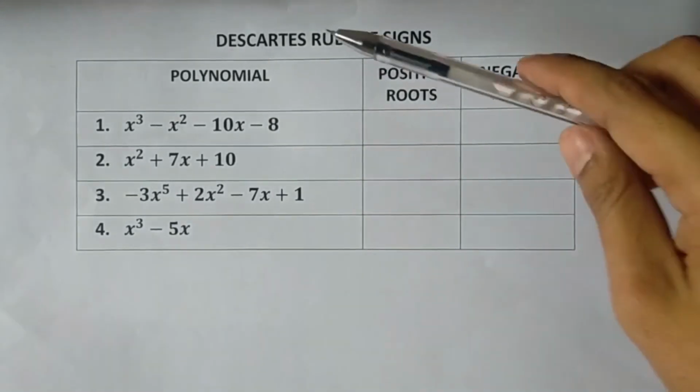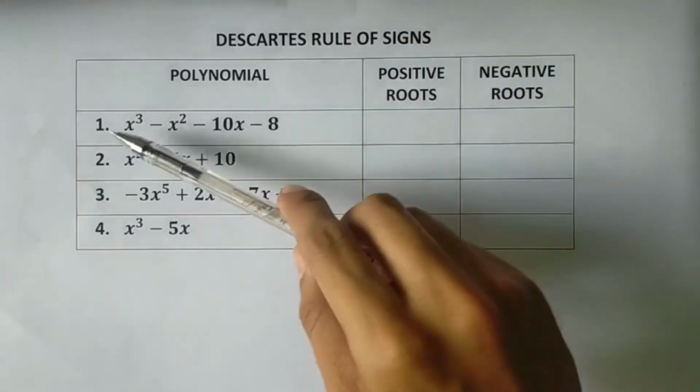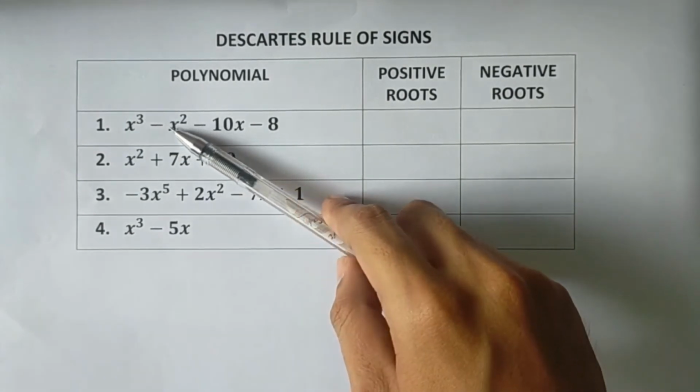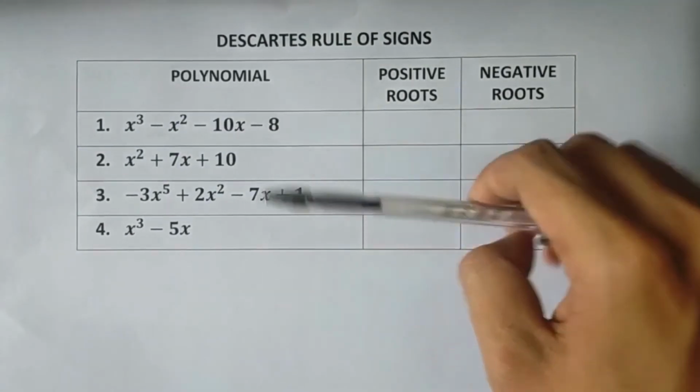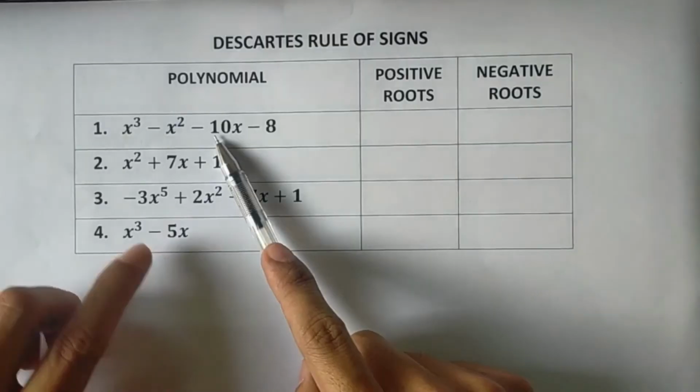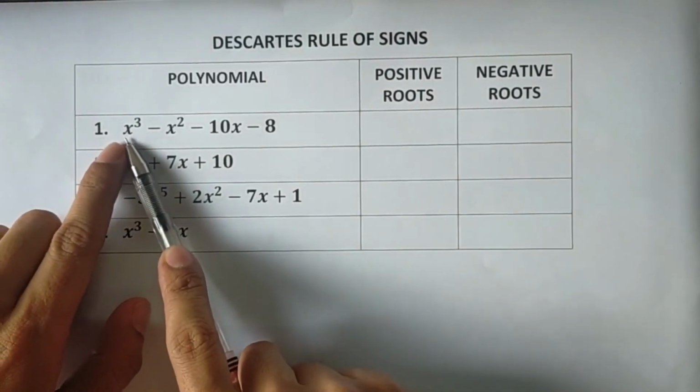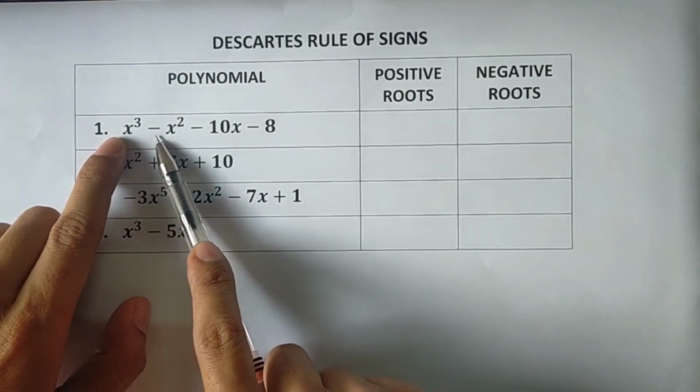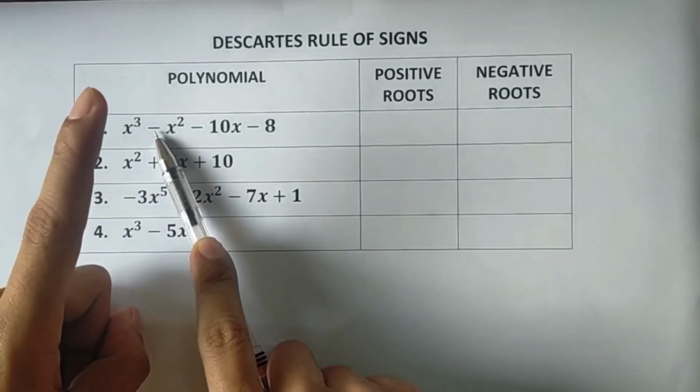Before applying Descartes' Rule of Signs, the exponents should be in descending order. So 3, 2, 1, 0, and that is already okay. So from positive here, the sign becomes negative. So that's one change.